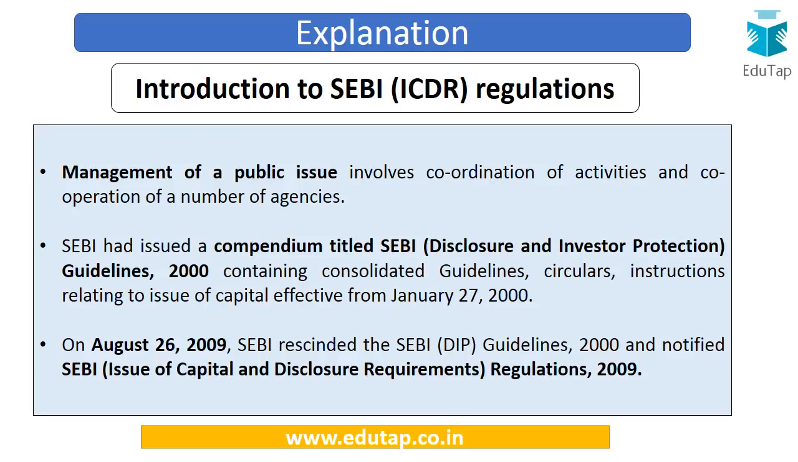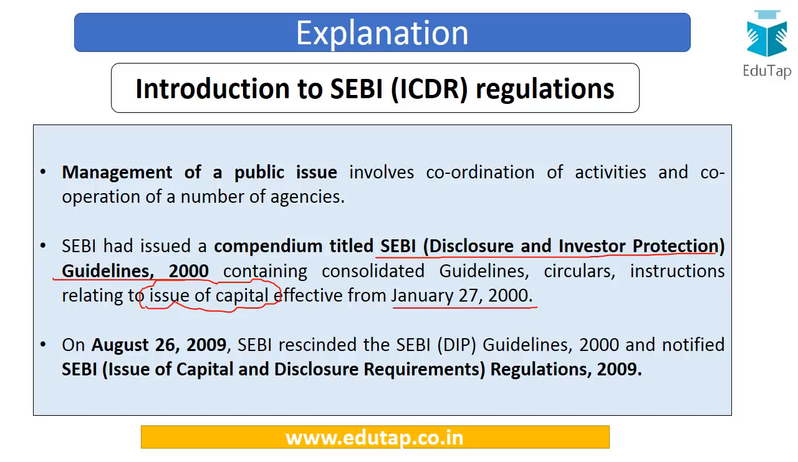Now, in order to provide for this, SEBI first issued a compendium titled SEBI Disclosure and Investor Protection Guidelines 2000, and they contained detailed guidelines, circulars, instructions, etc. relating to the issue of capital. So when the company was to issue capital, when the company was to issue shares, it had to comply with these kinds of guidelines, and they were made effective from 27th January 2000.